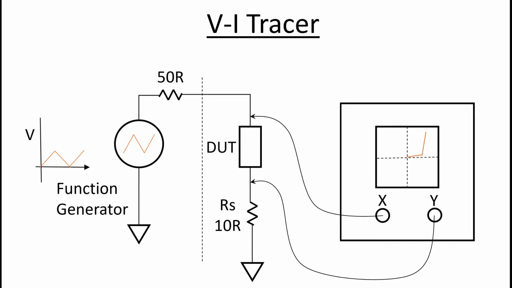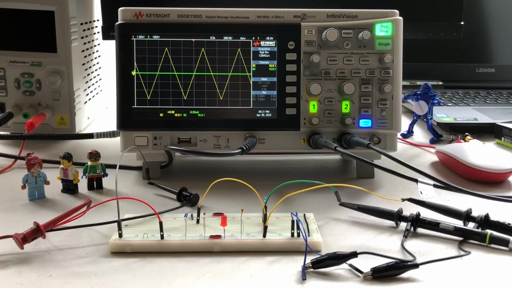A waveform is generated across the DUT that is placed in series with a shunt resistor. The oscilloscope is set to XY mode, and the X-axis displays the approximate voltage across the DUT. This assumes voltage across the sense resistor is minimal. Current is displayed on the y-axis as measured across the shunt resistor.